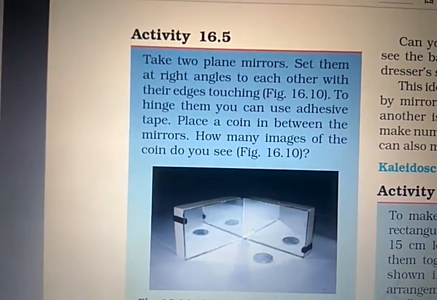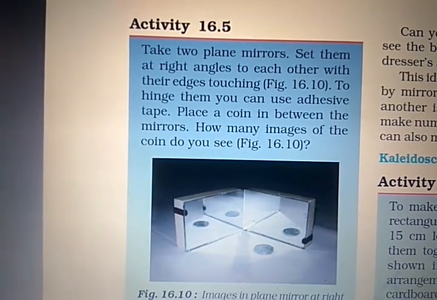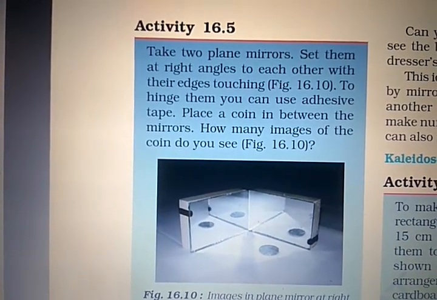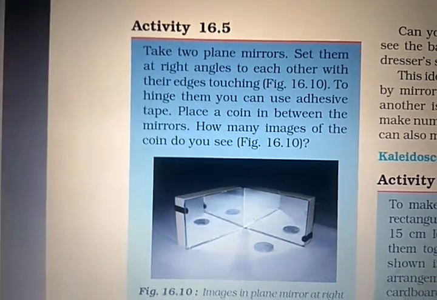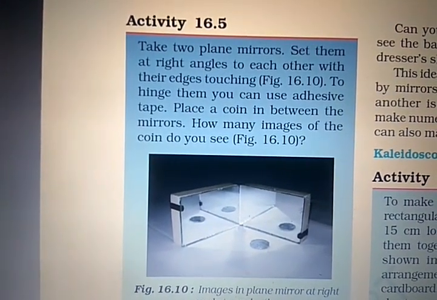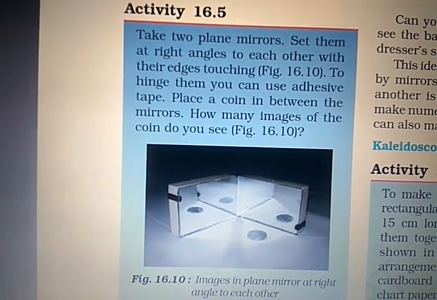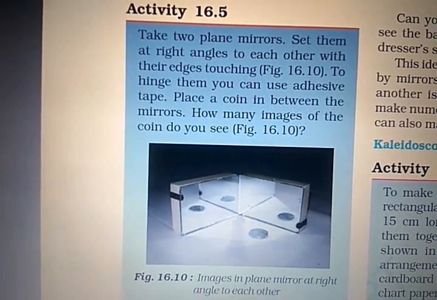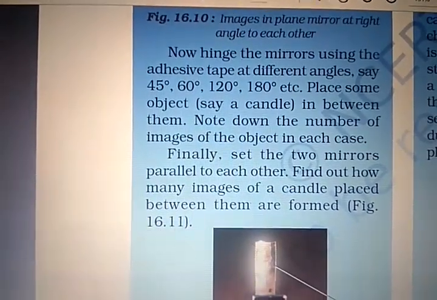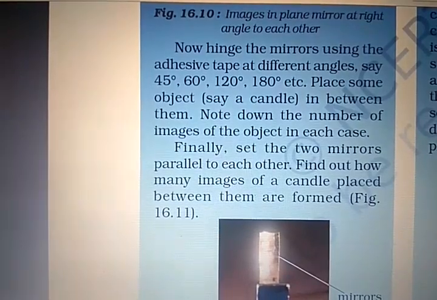Here, you have to use two plane mirrors. You can take two small plane mirrors, join them together and set them at different positions and angles, and observe the images. So take two plane mirrors, set them at right angles to each other with their edges touching. To hinge them, you can use adhesive tape. Place a coin in between the mirrors. How many images of the coin can you find? Now hinge the mirrors using the adhesive tape at different angles, say 45 degrees, 60 degrees, 120 degrees, 180 degrees.